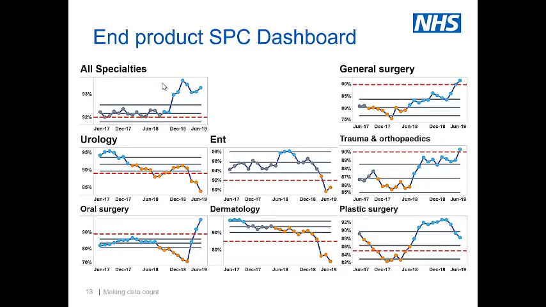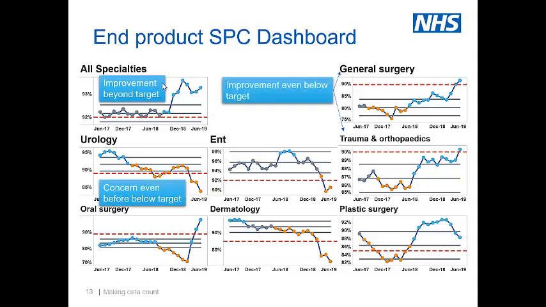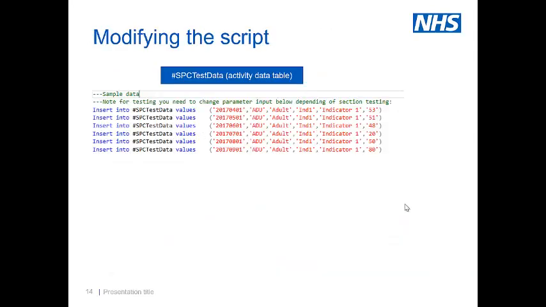Now, if you do all that with that metadata table and the SPC table, you will be able to create outputs like this, an SPC dashboard, where you can highlight improvements visually, you can highlight concerns, and you can place that against the target line.